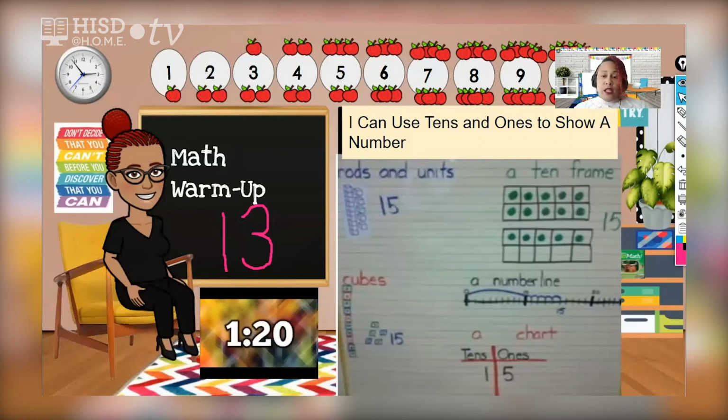If you tuned in with us before, then you heard us talk about expanded form. Do you remember what expanded form is? It's when we add the value of each digit. Can you show the number 13 in expanded form? It's less than 1 minute left. How many ways can you show the number 13?